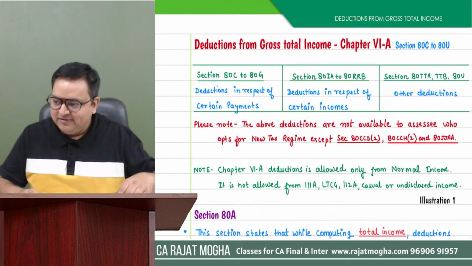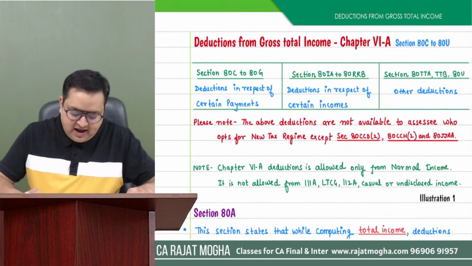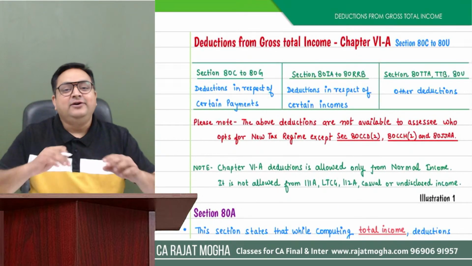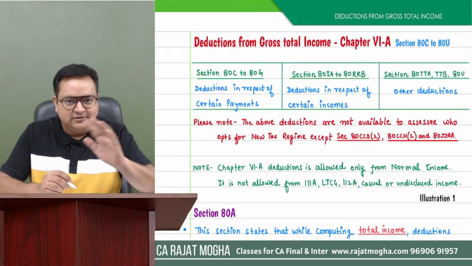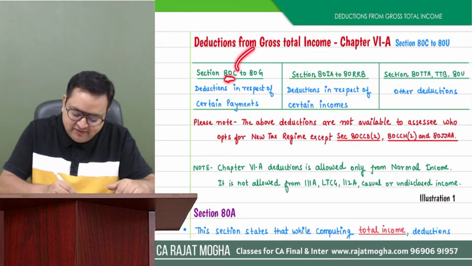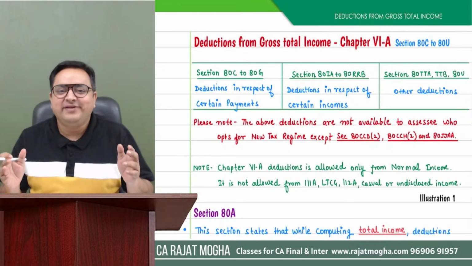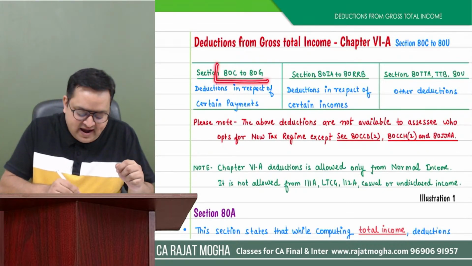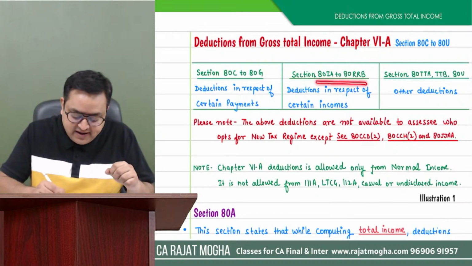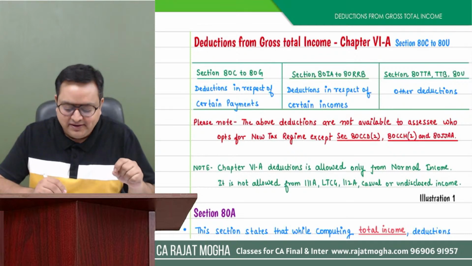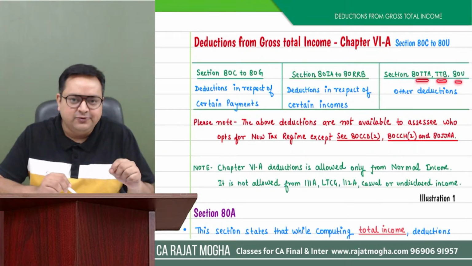So we are starting with this chapter, section 80C to 80U. I have divided this chapter into 3 parts, right? Although the sections start from 80C and go till 80U, I have divided it into 3 parts. One is 80C to 80G. Another is from 80IA to 80RRB. And the third is the other sections, 80TTA, 80TTB and 80U.